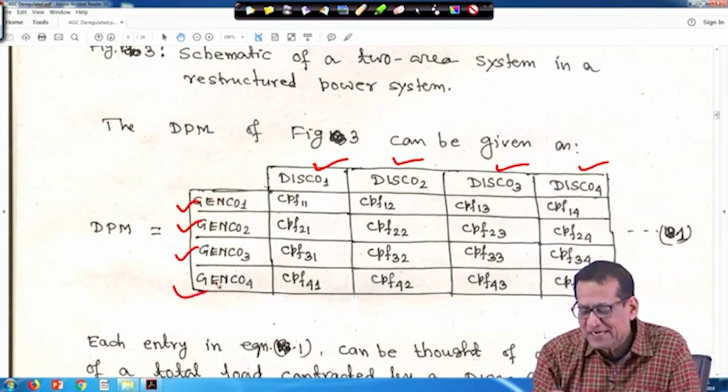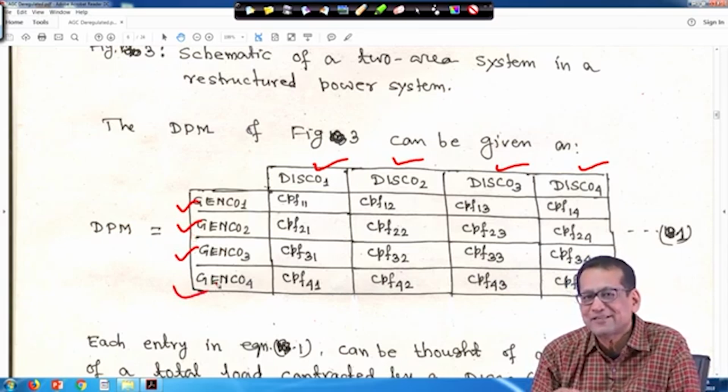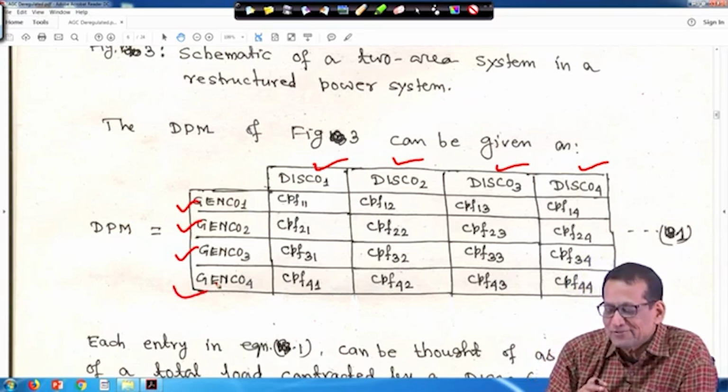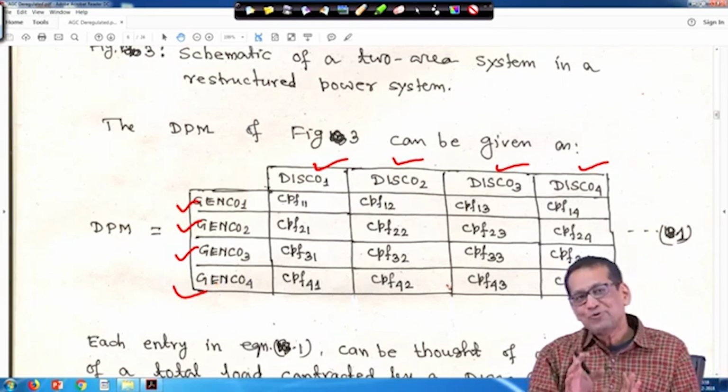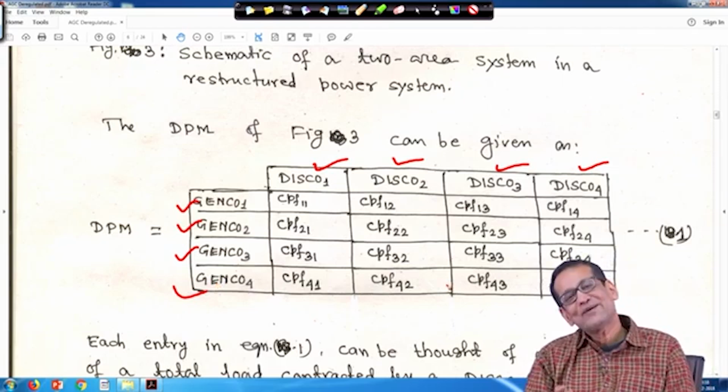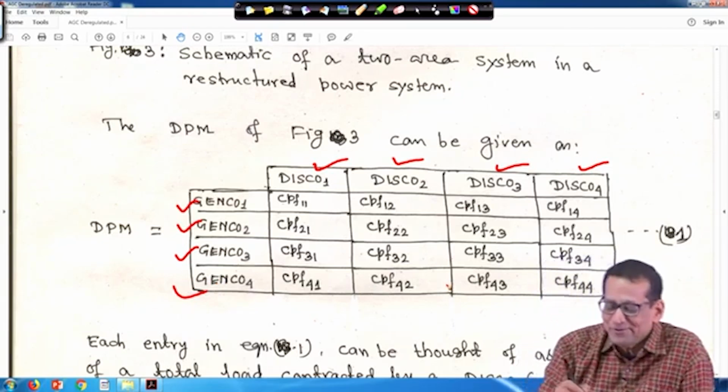Accordingly, this matrix is not an n into n matrix or anything like that. You have to see how many GENCOs and how many DISCOs are there, and accordingly the matrix order will be decided. Here it is 2 each, so that is why it is becoming 4 into 4.